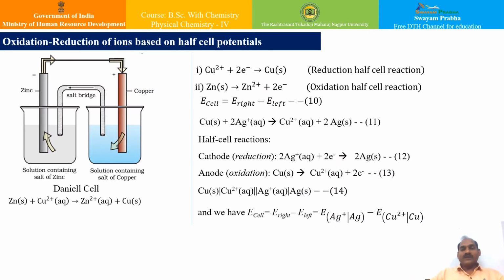A very important part is the oxidation reduction of ions based on half cell potential. One has to understand this particular part, because the oxidation reduction reactions or the half cell potentials, as we call them, are very important, since we can calculate the potential of the cell based on this concept.